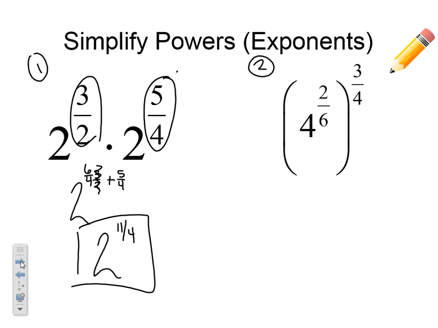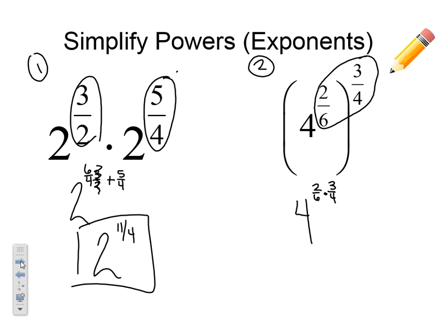And now let's look at the second one. Well, what if we have a power onto a power here? This is when we multiply those exponents. So this situation is going to look like 4 to the 2/6 times 3/4. Now when you multiply fractions, you don't need common denominators.